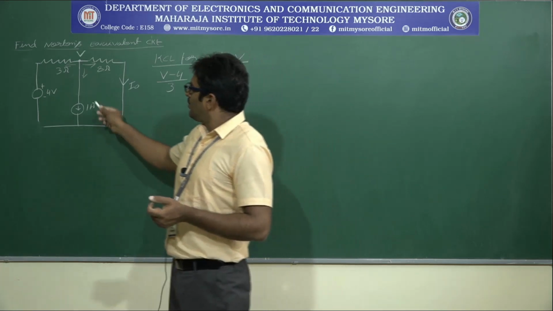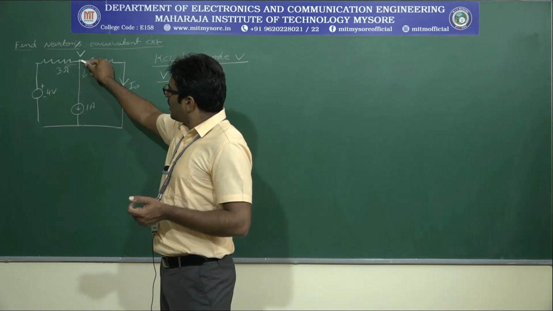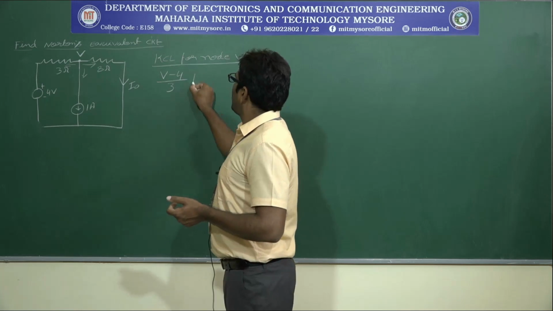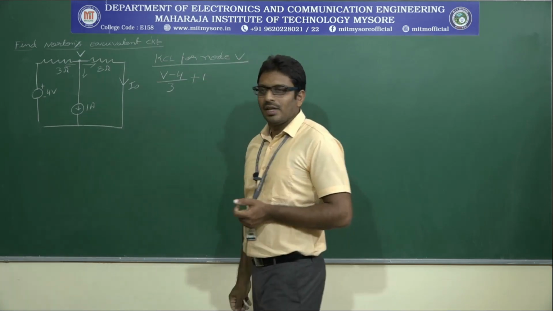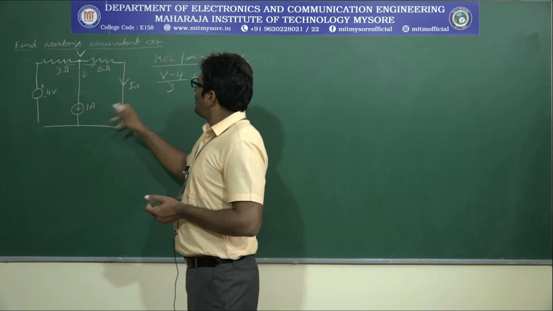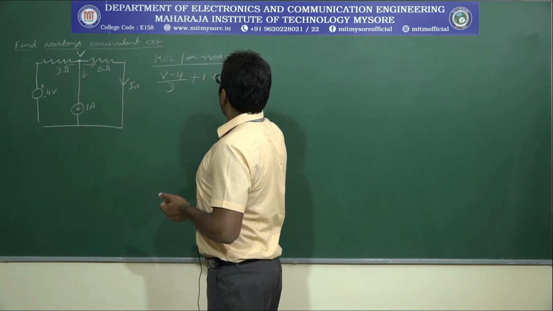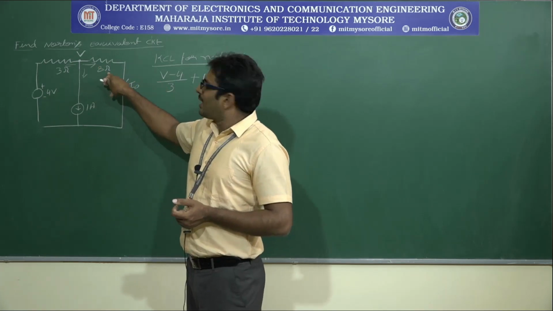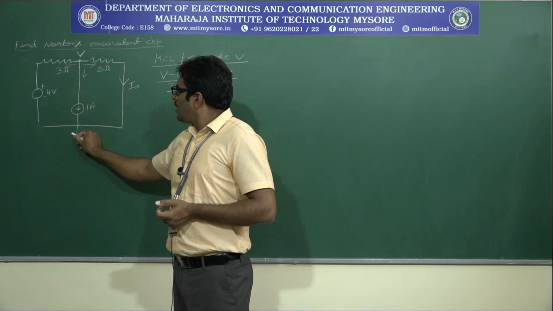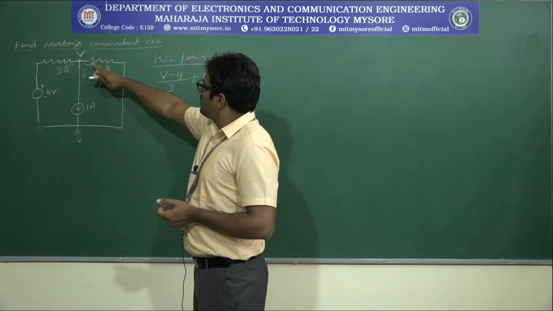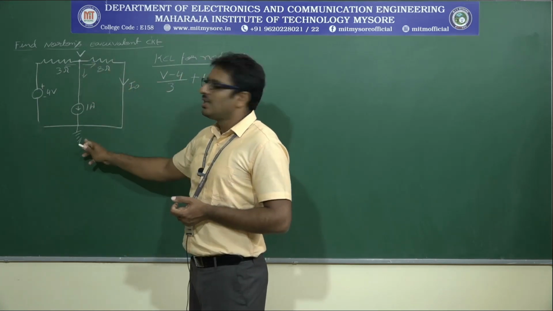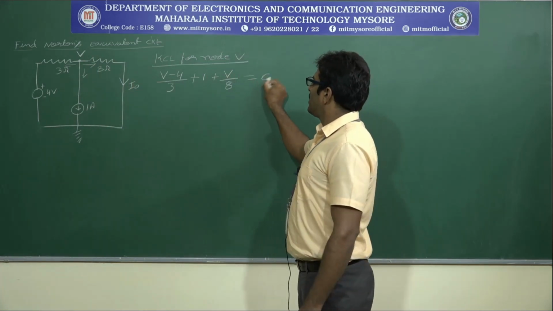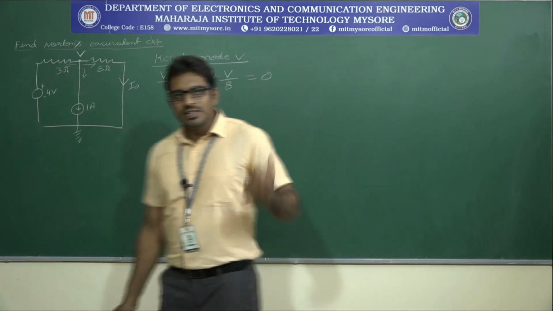At the same time, the branch connected to this node has a current source that is also leaving from the node. That's why plus 1 ampere. Next, what's the current in this branch? Yes, plus V divided by 8, because this 8 ohm resistor is connected between this node and the ground. So the potential difference in this branch is V minus 0 divided by resistance 8, that is equal to 0. This is the KCL equation for the node.